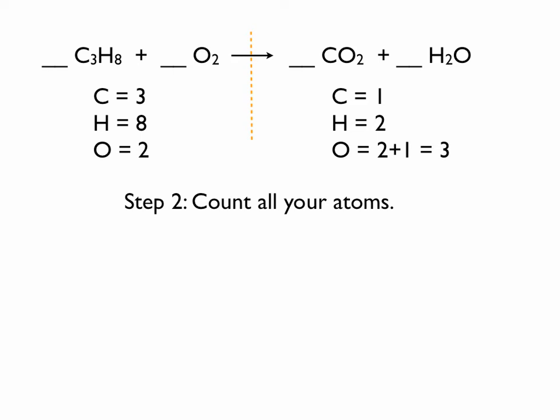The second step in this process is to count all of your atoms. You take an initial inventory. So on the left side of the equation, we have 3 atoms of carbon, 8 atoms of hydrogen, and 2 atoms of oxygen. And on the right side, on the product side of the equation, we have 1 atom of carbon, 2 atoms of hydrogen, and you have to be careful because there's 2 atoms of oxygen with the carbon dioxide and also an atom of oxygen with the water. So you've got actually 2 plus 1, a total of 3 atoms of oxygen on the right side of the equation.